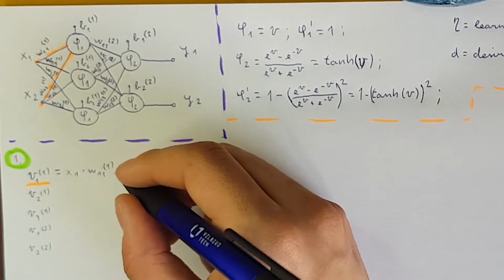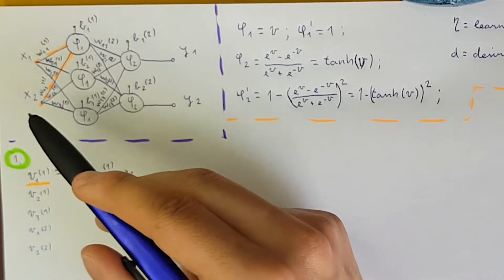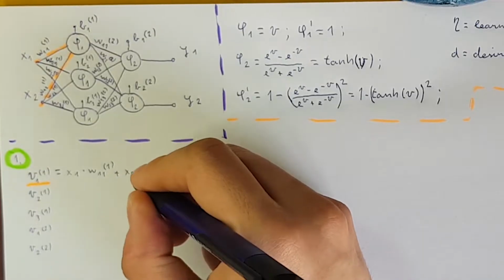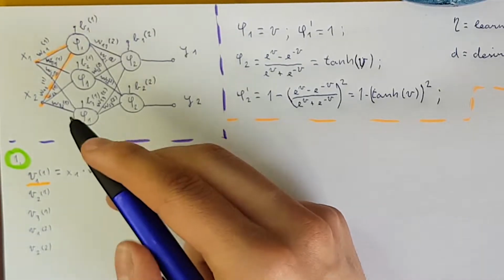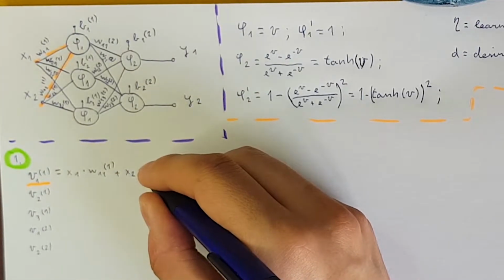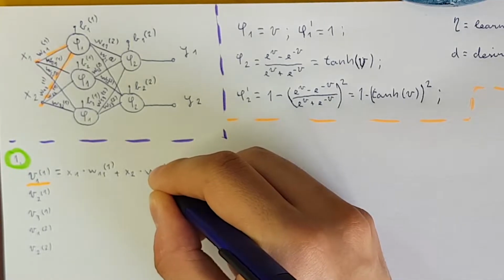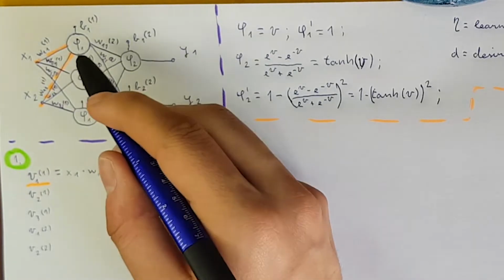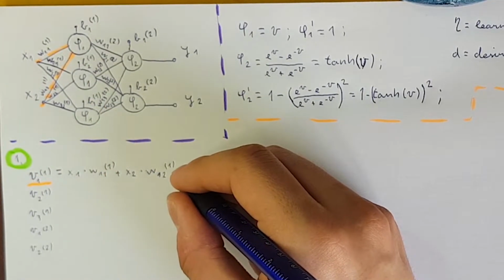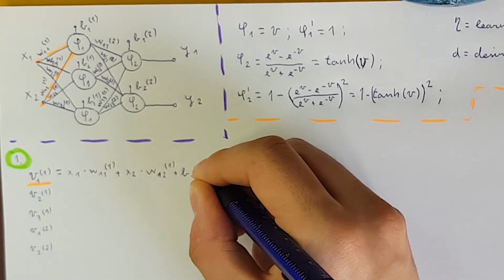Then we add x2, which is our other input, multiplied by weight, yes, you guessed it, W1,2 of first layer, and then we add the B1 of first layer.